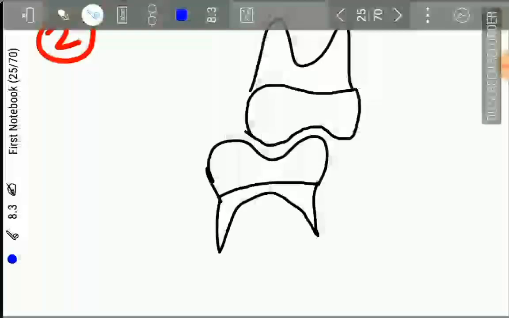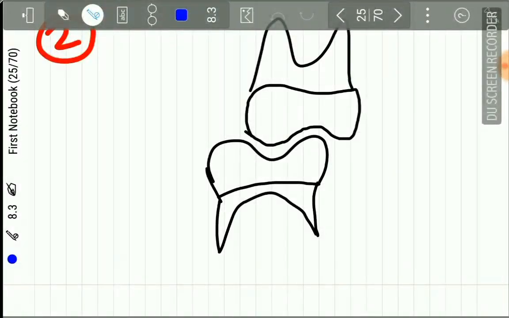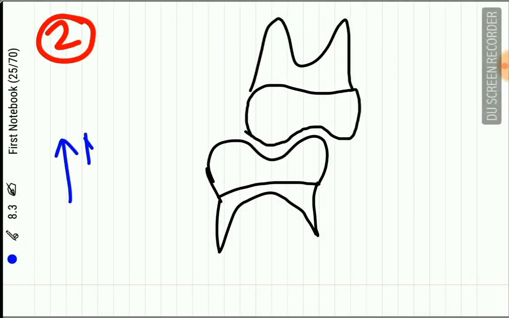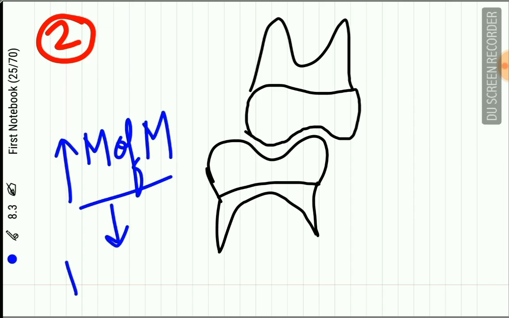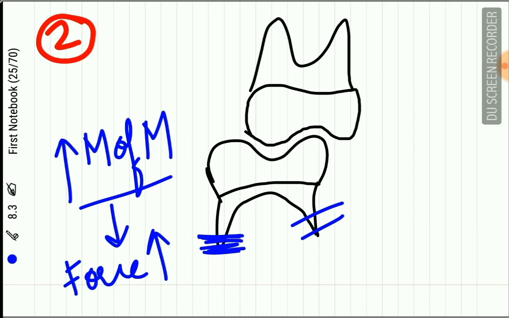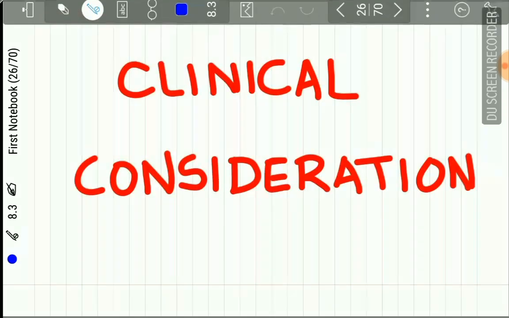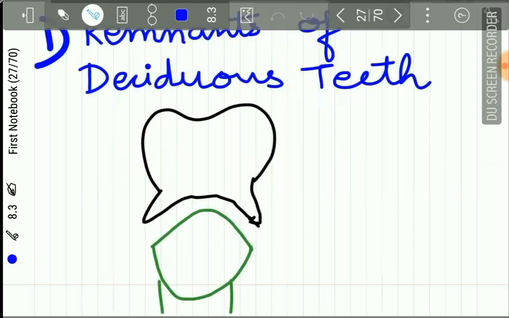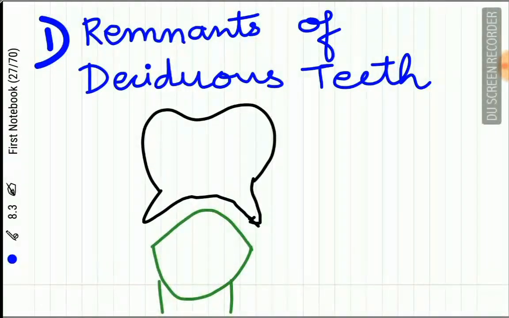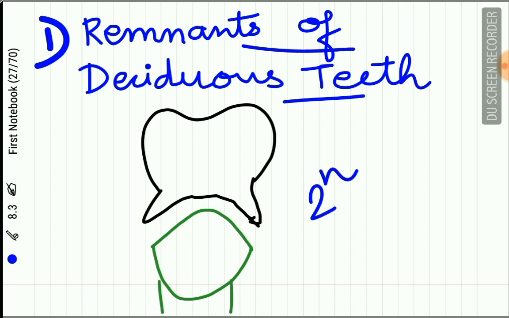Now coming to the second factor, the forces of mastication. As the age advances, the muscles of mastication increase in size, and the force exerted by these muscles also increases. This force causes resorption of the root. Coming to the clinical considerations, sometimes the process of shedding is not completed and there is the presence of deciduous teeth remnants in the jaw. Most commonly it is in the second premolar region.